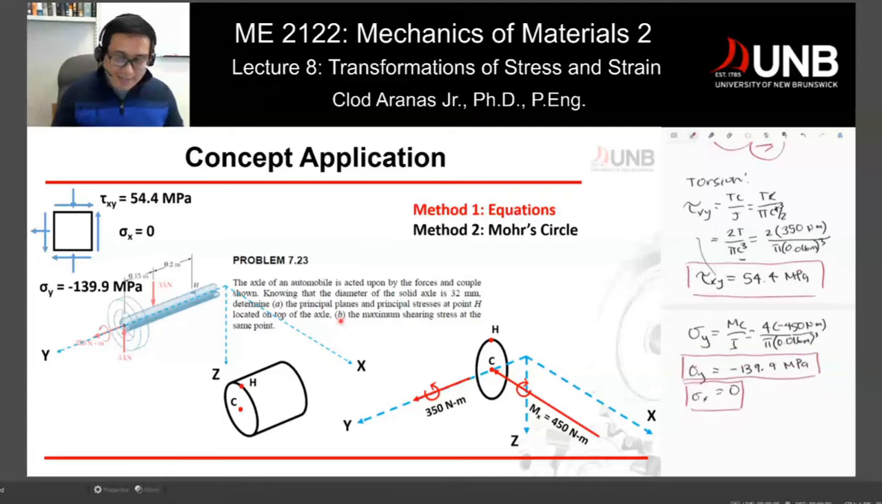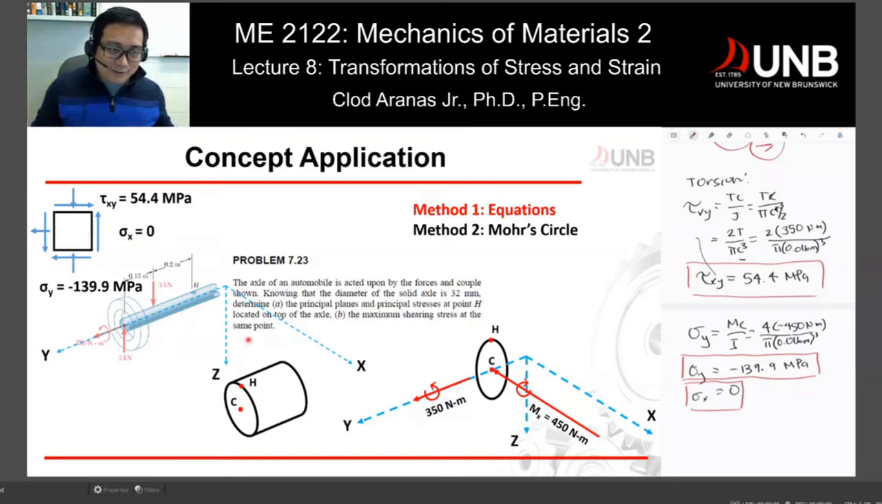So now, if I have this loading condition, I'm going to get this stress state here. So I have a compression along y, negative 139.9. I have tau xy, which is 54.4 positive, and I forgot the line here. Again, everything is a little bit messed up, but your sigma x is equal to 0 along x. Now, the question is not about your stress state. The question is the principal planes and principal stresses at point H.